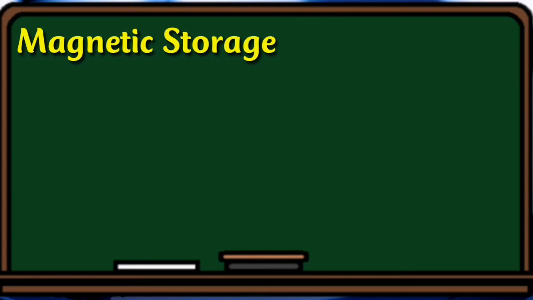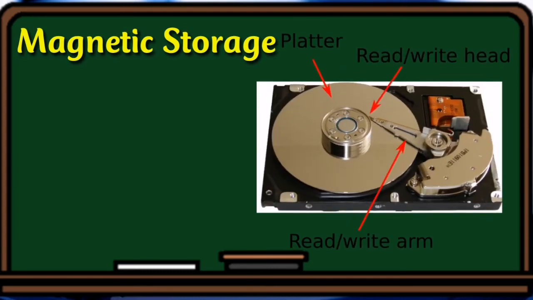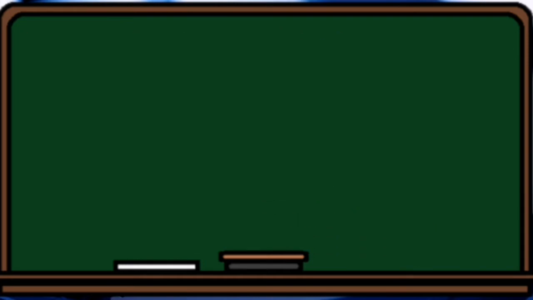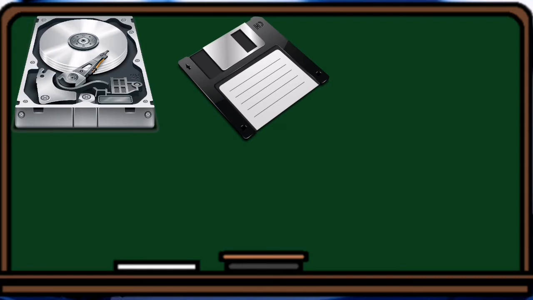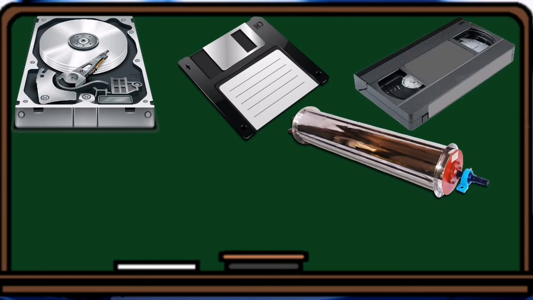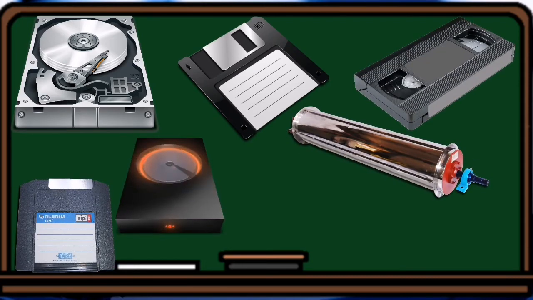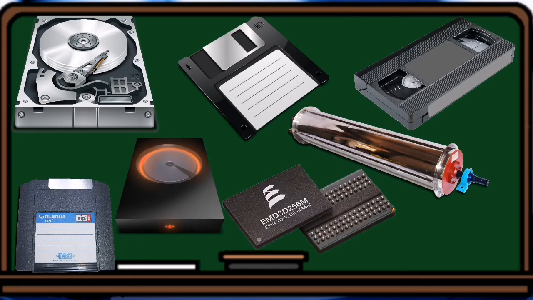Magnetic storage encodes data through positive and negative magnetic polarity. Through magnetizing platters in positive and negative polarities, the patterns are stored in the form of bits. Examples of this are hard drive or hard disk drive, floppy disk, magnetic tape, magnetic drum, zip diskette, super disk, and MRAM, or magnetoresistive random access memory.